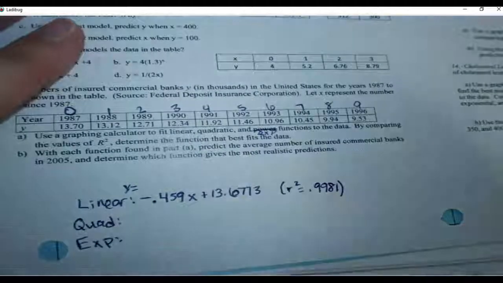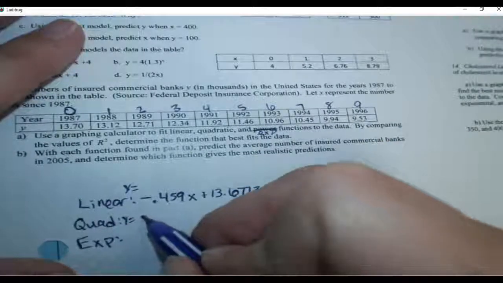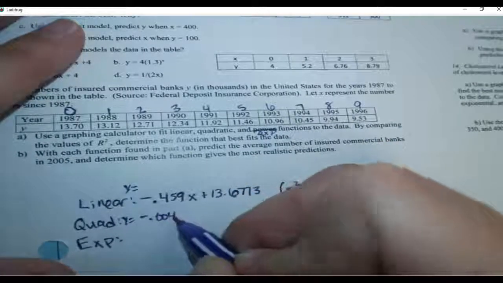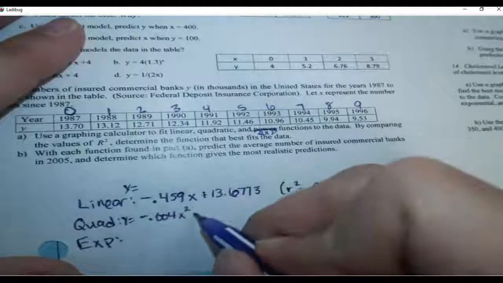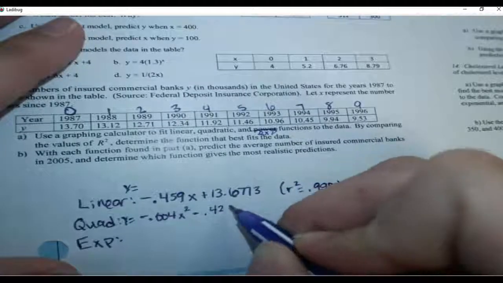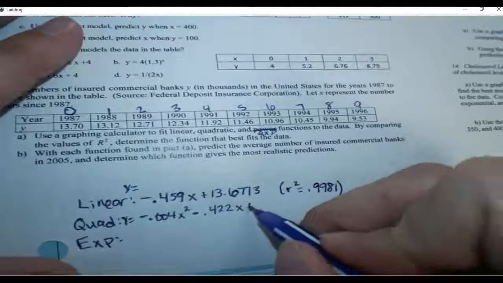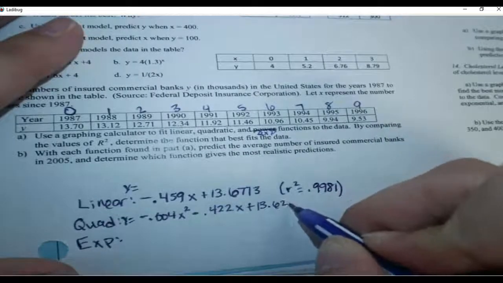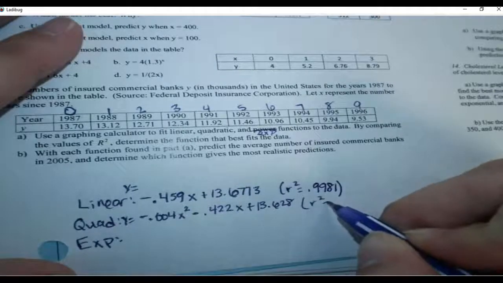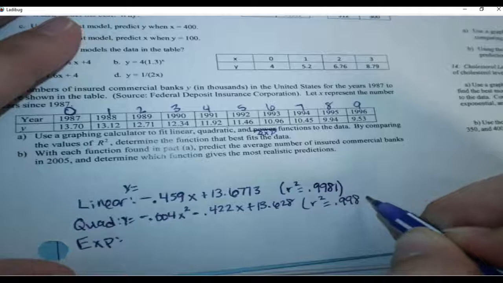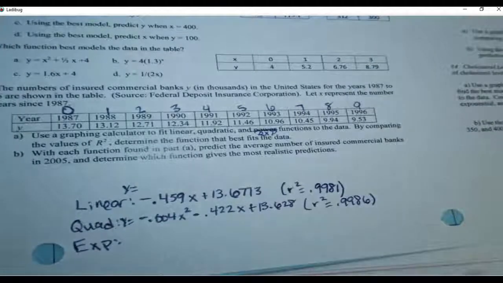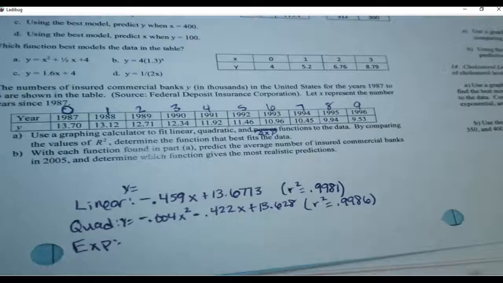So this one we've got y equals negative 0.004x squared minus 0.422x plus 13.628, and this r-squared is 0.9986. So that one has an even better r-squared. Any questions on that? Anybody not get that?